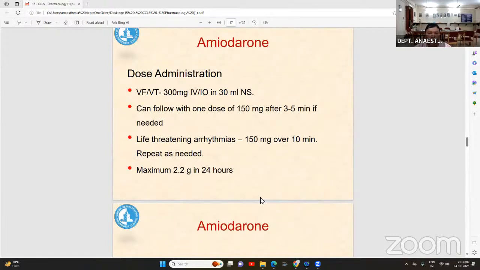You can follow with one dose of 150 mg after 3 to 5 minutes if needed. In life-threatening arrhythmias, you can use 150 mg over 10 minutes. Repeat as indicated. The maximum dose is 2.2 grams in 24 hours. It can be used as infusions.